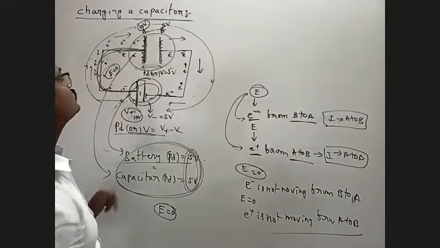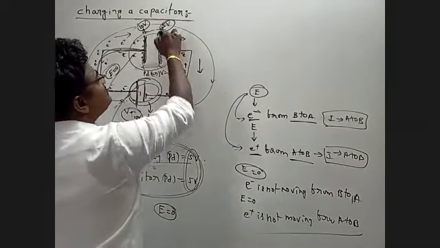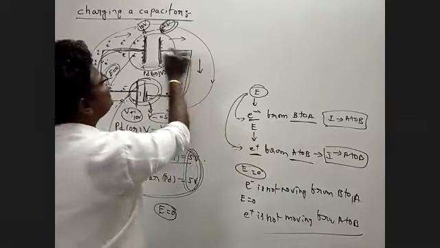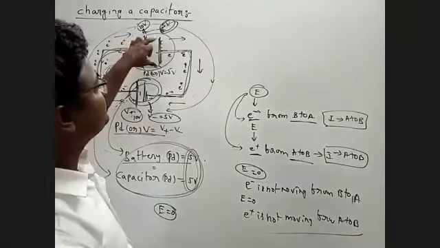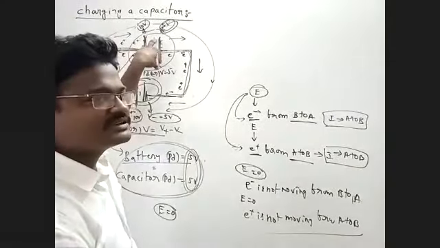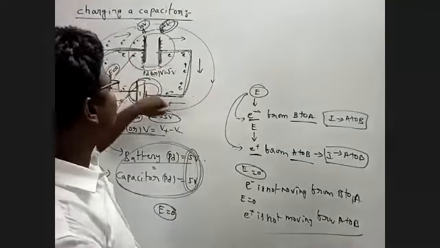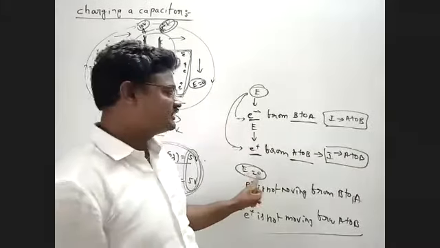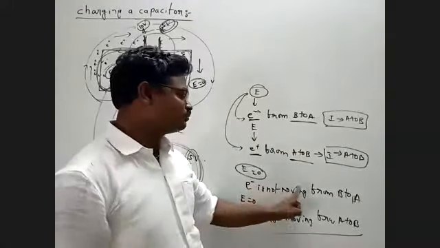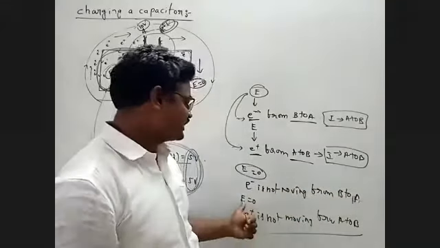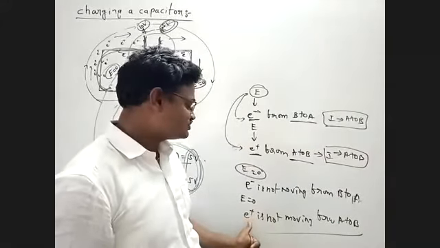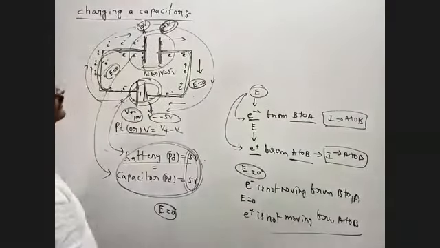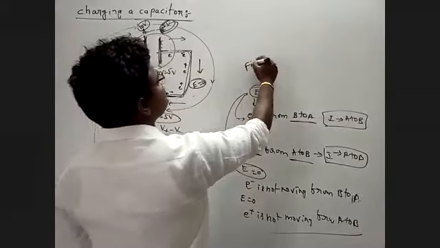So near the 5 potential, the plate has 5 potential. Same potential means what will happen? Same potential means the electric field is 0. Electric field is 0 means electrons are not moving from B to A, and positive charges are not moving from A to B. That is the final conclusion.